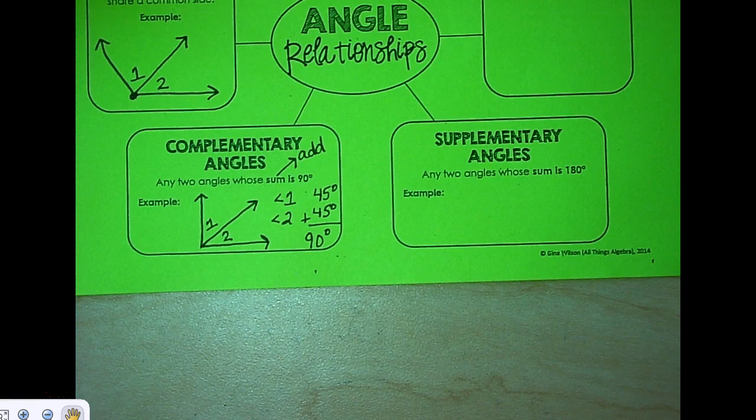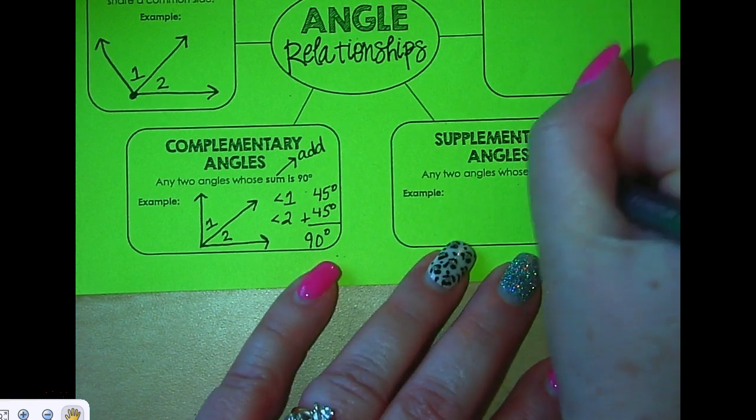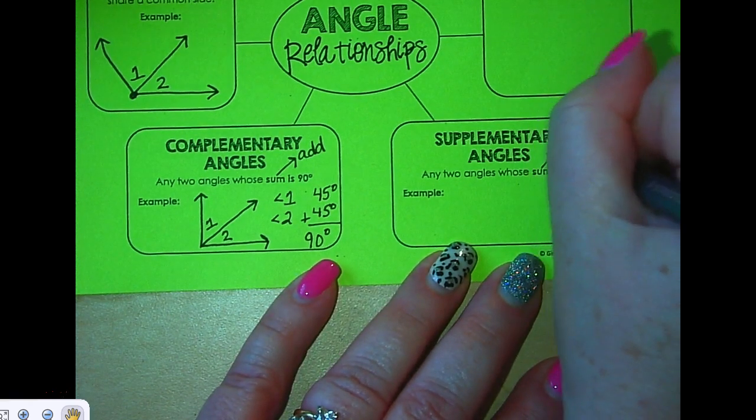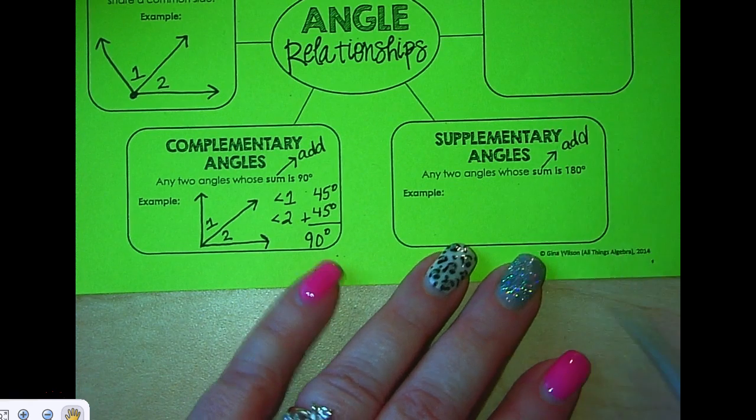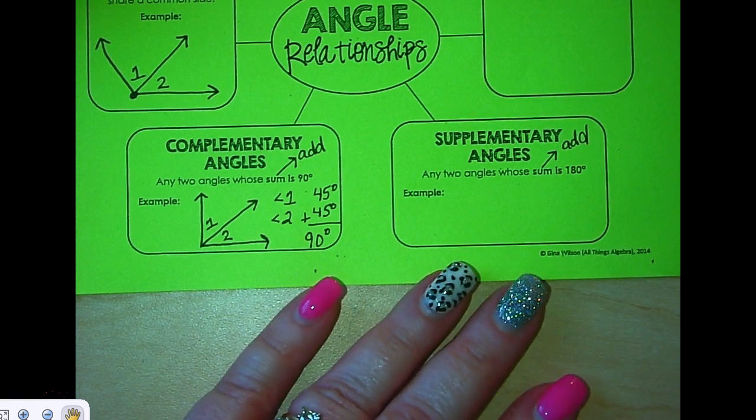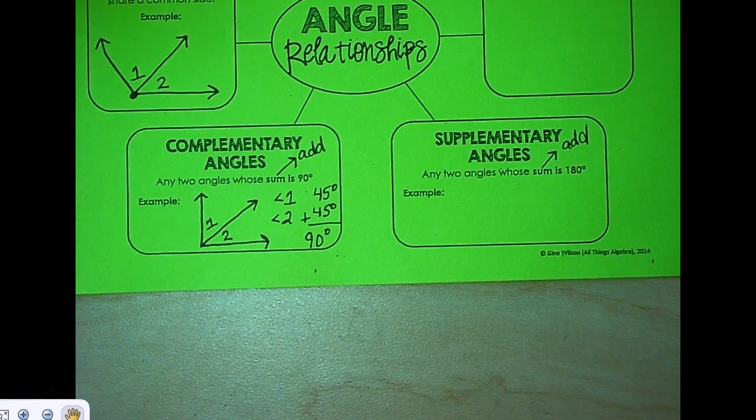Okay, moving on to supplementary angles. Everyone say supplementary. Okay. Any two angles whose sum, that means when we add it up, we add up the measure of the two angles, we are going to get 180 degrees. And 180 degrees, what does that angle look like? A 180 degree angle?